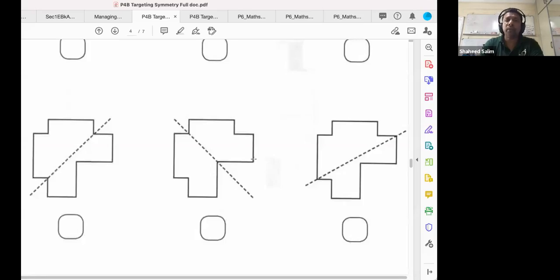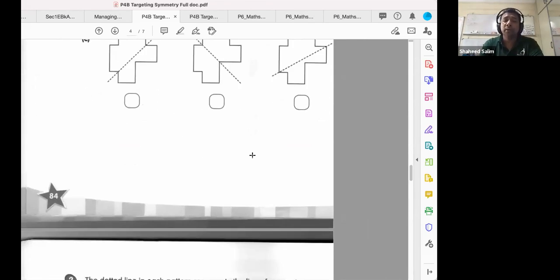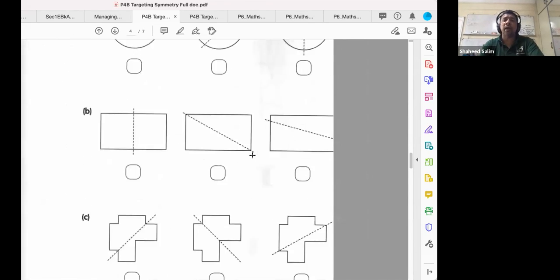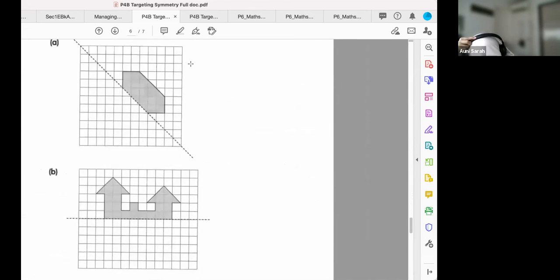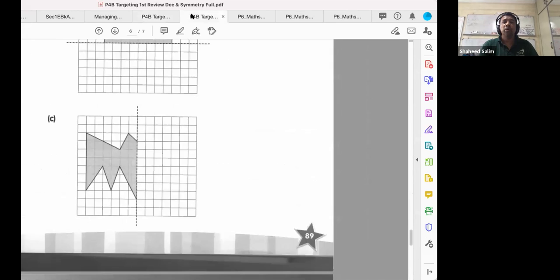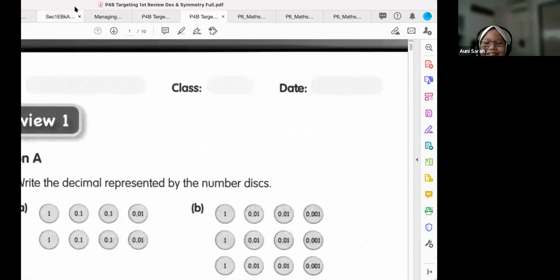Okay, we will do other things now, because I think symmetry is done. This one I won't go through. Why? This one got to draw lah. We cannot draw. Okay, now we do a review.